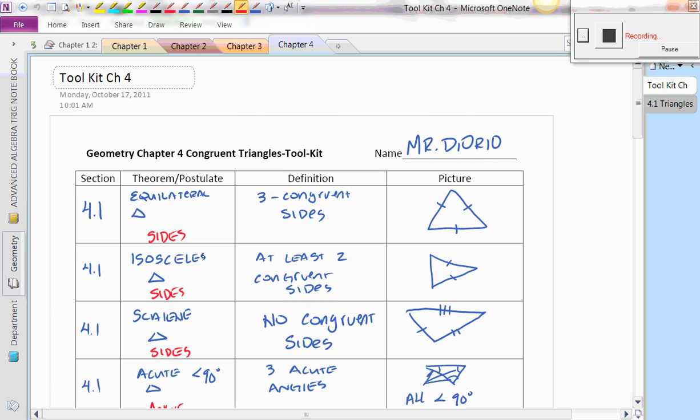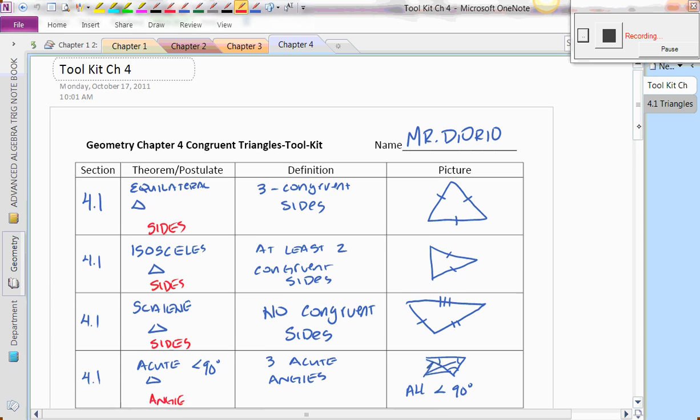So the second way is an isosceles triangle. An isosceles triangle has to have at least 2 congruent sides. And we drew a picture over here. So these are the 2 hash marks. That means that these 2 things are congruent. These little tick marks here.